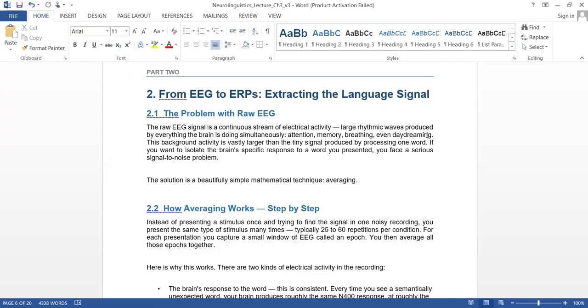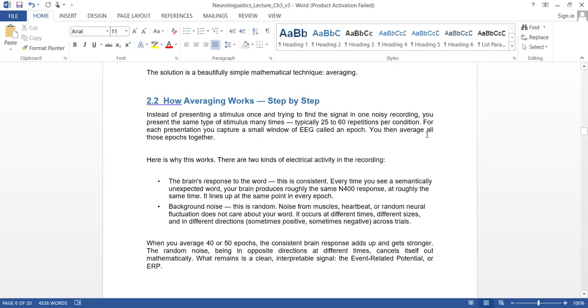Now, how are we going to do that? That's very critical. If you want to isolate the brain-specific response to a word you presented, you face a serious signal-to-noise problem, because there are other signals also available. So how are we going to do that? The solution is a beautifully simple mathematical technique: averaging. Now, how do we take the average? Let's have a look at that.